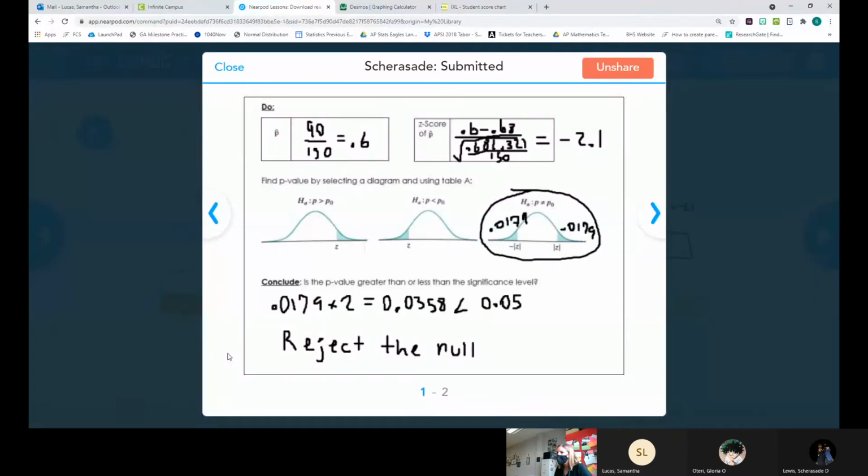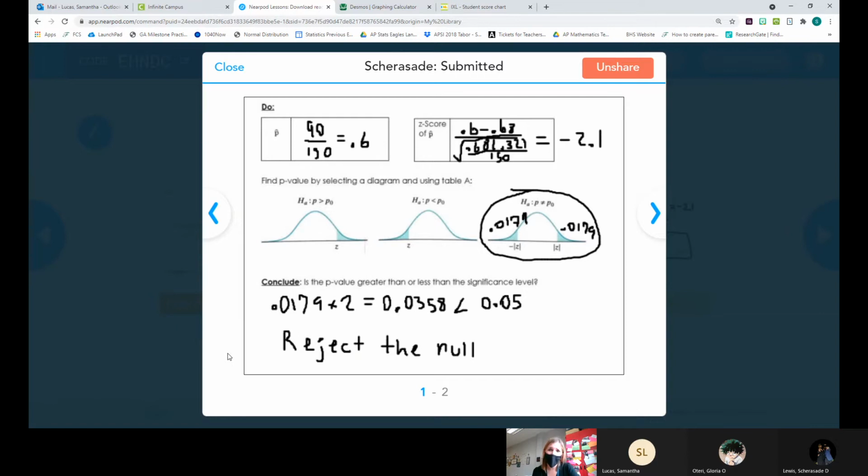Okay. So she calculated the p-hat using the sample results, 90 over 150, which is 0.6. Let me make sure this is showing up on my recording. Yeah, okay, cool. And then you got the z-score of the p-hat by just plugging in the p-hat and the p. You made sure to use the p for the standard deviation formula. Nice job. You got a z-score of negative 2.1.